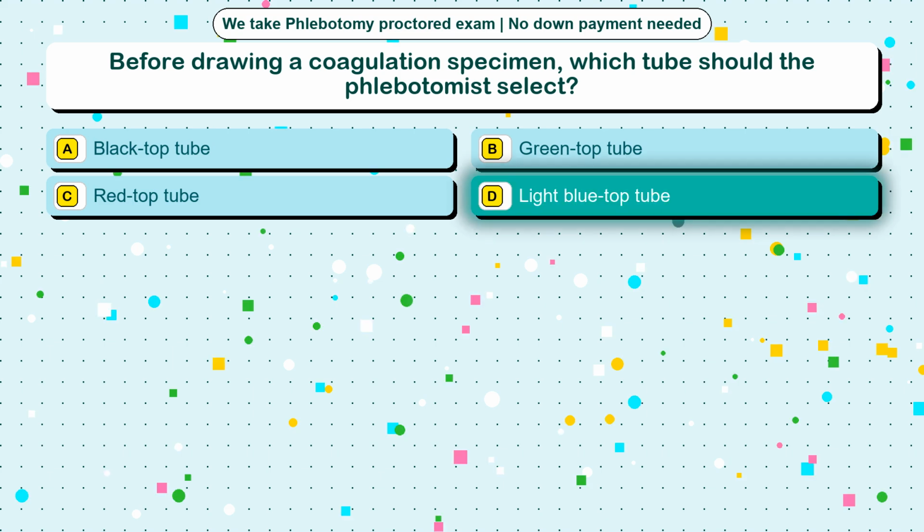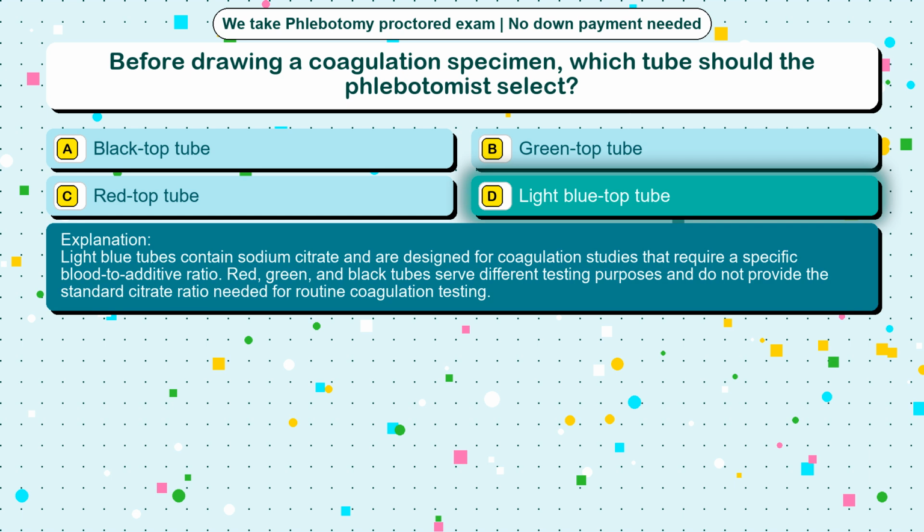The correct answer is option D. Light blue top tube. Light blue tubes contain sodium citrate and are designed for coagulation studies that require a specific blood-to-additive ratio.